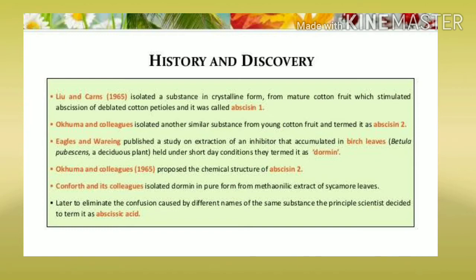Then another scientist, Cornforth, isolated dormin in pure form from the methanolic extract of the sycamore leaves. Later, to eliminate the confusion caused by the different names of the same substance, principal scientists decided to term it abscisic acid.